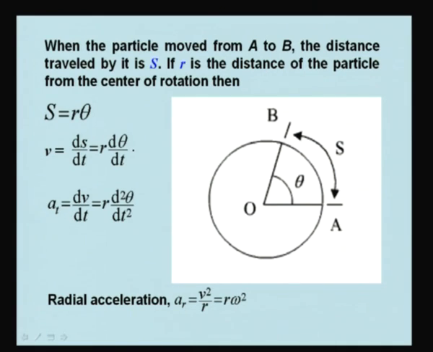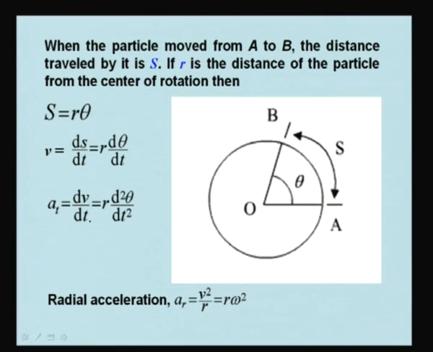We can find out the tangential acceleration. Tangential acceleration will be dv by dt, which is nothing but r d square theta by dt square. D square theta by dt square is equal to alpha, that is angular acceleration. Therefore, at is equal to r times alpha. Radial acceleration ar will be v square by r. Putting v is equal to r omega, we get r omega square. Therefore, as the distance of a particle increases from center O, its radial acceleration increases.